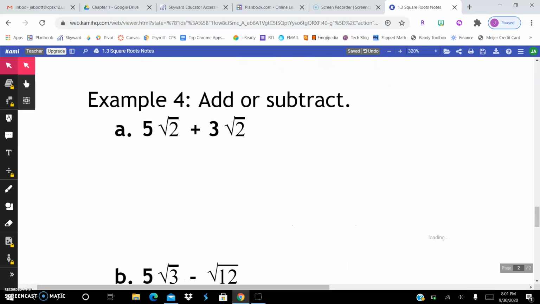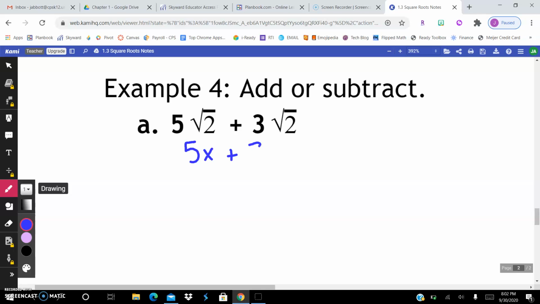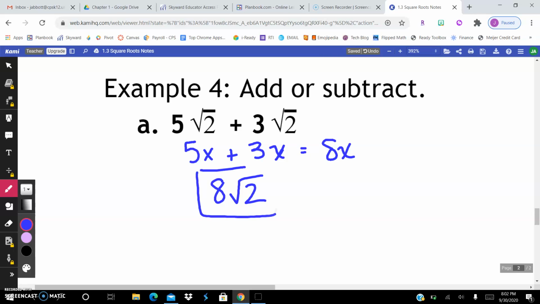And then for our last example here, we have 2 different problems to do. We need to add or subtract. We have 5 square roots of 2 plus 3 square roots of 2. So if what's under the radical symbol is the same, it's just like if it were an x. So picture this saying 5x plus 3x. You would add those coefficients on the outside, and you would get 8x. But instead of x's, they're actually square roots of 2. So this is actually 8 square root 2. And you cannot simplify down the square root of 2, so that is our final answer.